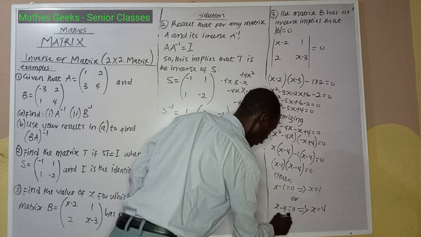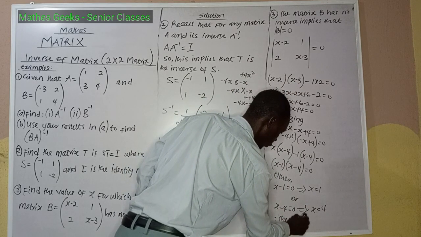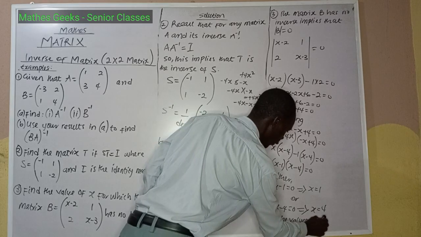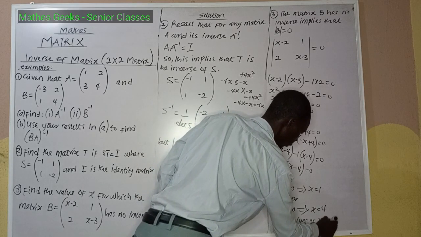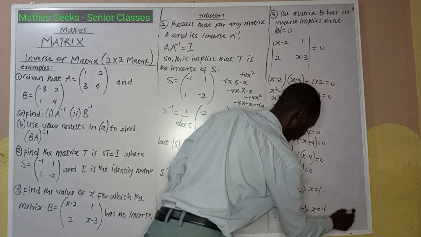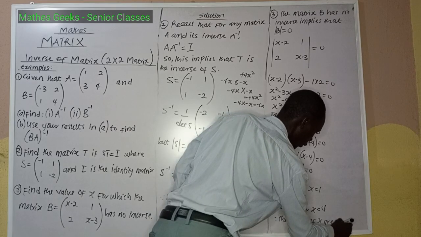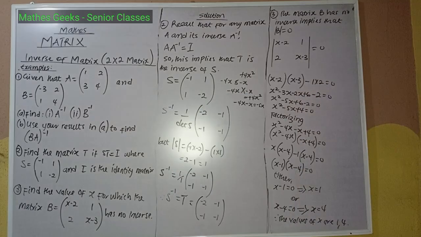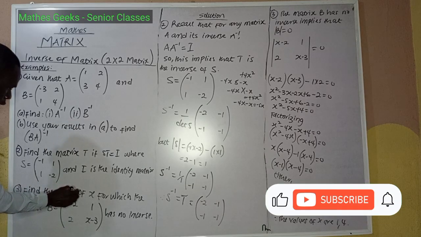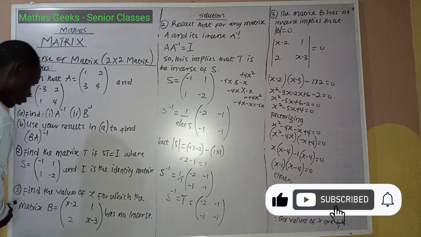Therefore, the values of x are 1 and 4. Since the values of x are 1 and 4, those are the values of x.